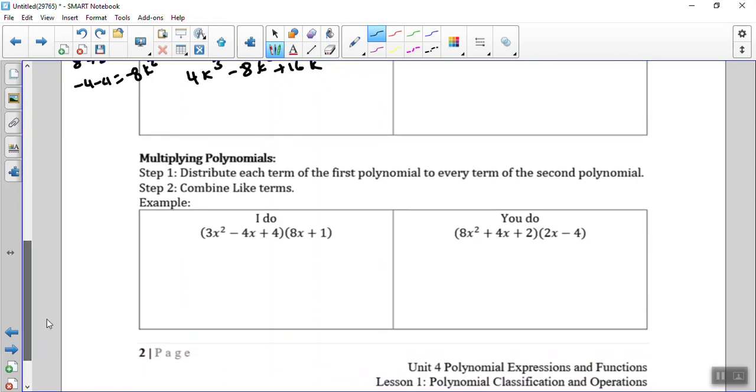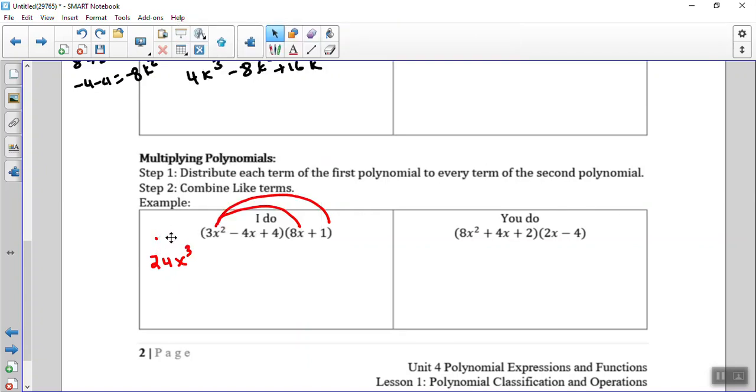Alright, when we're multiplying polynomials, you have to distribute everything from one polynomial to the other. So we're going to start with this one. We're going to do 3x squared times 8x, and then 3x squared times 1. So you have 3 times 8, which is 24, and then x squared times x. You just have to add the exponents, so this is x cubed. And then over here you have 3x squared times 1, which is just 3x squared.